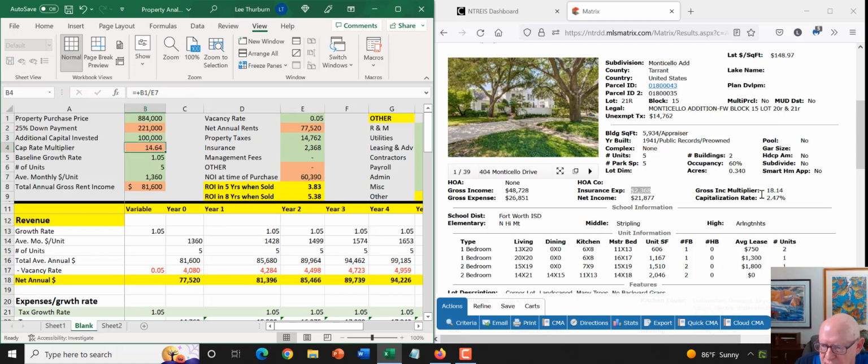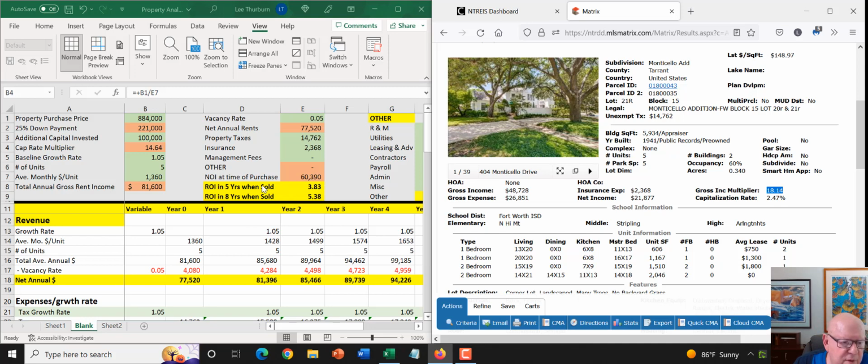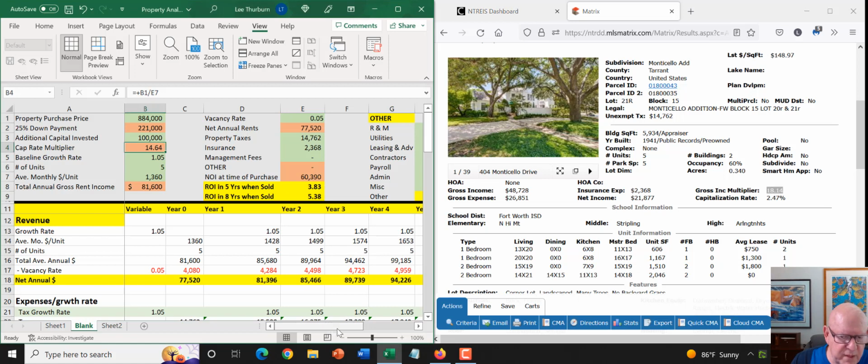Now, because we have all of these numbers, we get a cap rate multiplier of 14.6. And you look over here at the gross income multiplier, that's your cap rate multiplier, 18.14. We have a better cap rate multiplier because we're presuming income on the unleased unit.